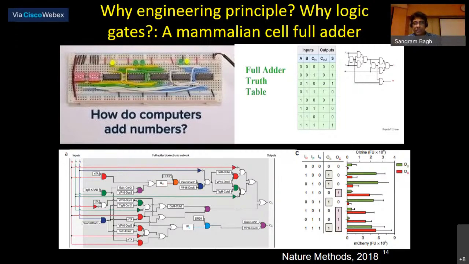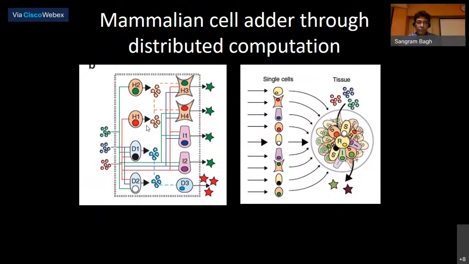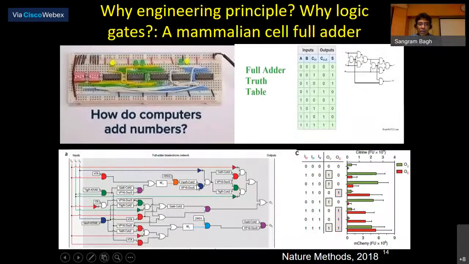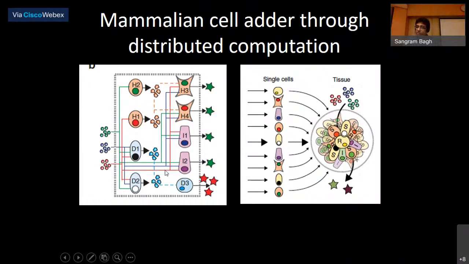So in this paper, they again used the concept of distributed computing, where they divided the function among nine different cell populations. If I go here, all these circuits are there, but probably this part is one cell, this part is another cell, and so on. So they engineered nine different kinds of cells, connected with a chemical wire, meaning some chemicals produced by one cell are taken by the other cell as an input. And when you have a three-dimensional cell culture like a tissue, all nine cells work together as a mammalian cell adder.